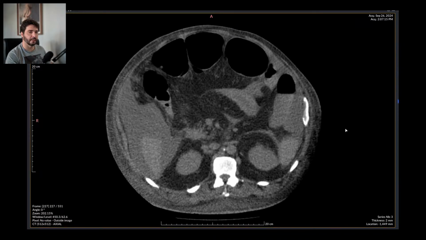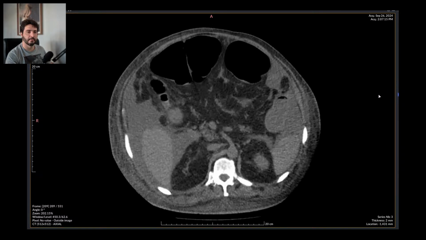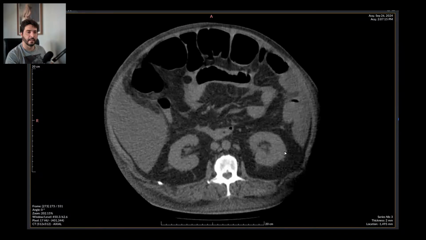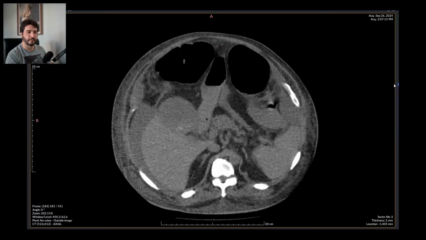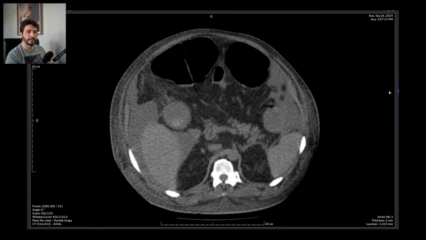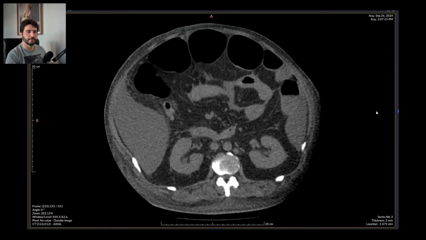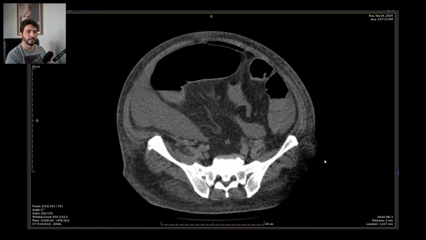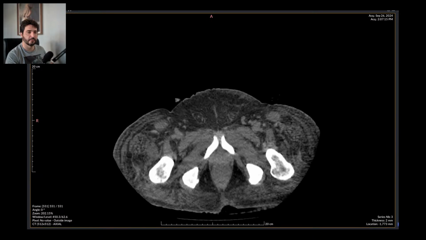Pancreas is partially fat infiltrated, but otherwise normal. I have mild atherosclerosis right here of the aorta. Adrenal glands are fine. Diffuse stranding of the intracavitary fat. Diffuse stranding edema of the superficial tissues.